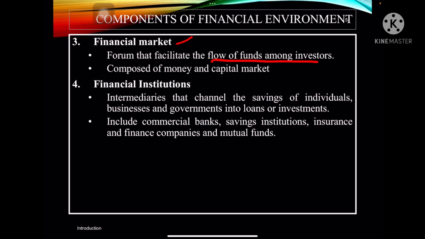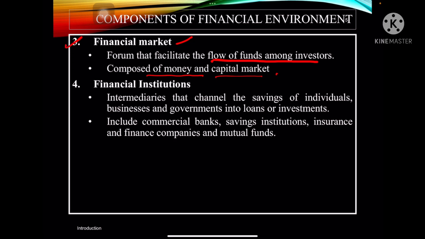Next, it is composed of the money market and the capital market. So we have two: money market and capital market. The money market is for the short term, less than a year, and the capital market is for the long term, more than one year.